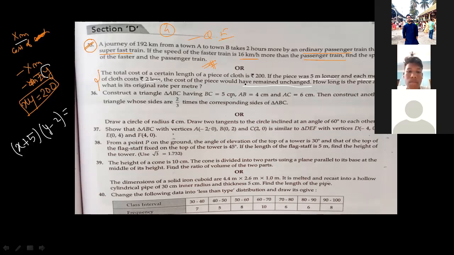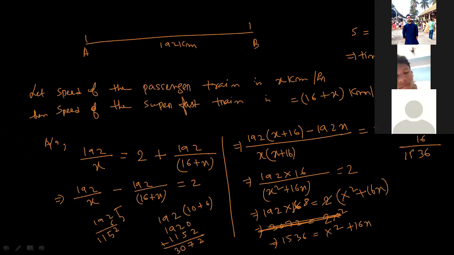Then see this one. The cost of the piece would have remained unchanged. That means what will it be? 200. It will be 200, because even if we increase the length and decrease the rupees, the total cost of the piece of cloth remains unchanged, as much as it was before. That means it will remain 200. Did you understand? Okay, so what is the next equation?